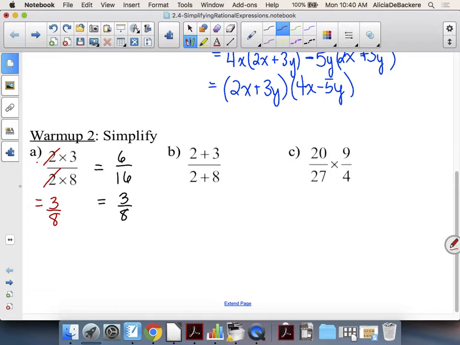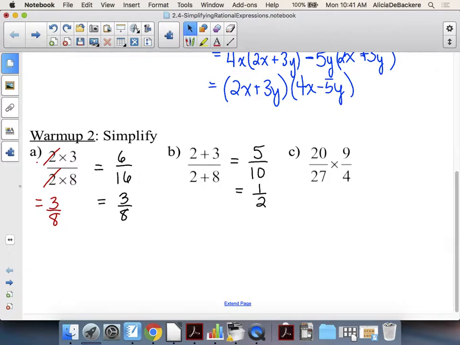So there's a little bit of a shortcut there. If I can write it factored, that means write it as multiplication, I can cancel the common factors before I multiply. Taking a look at part B, again, I could do the arithmetic first. So doing the arithmetic in the numerator, I get 5, and in the denominator, I get 10, and we know that that reduces to 1/2. Now take a look back and ask yourself, is there a shortcut for me to get to that 1/2?